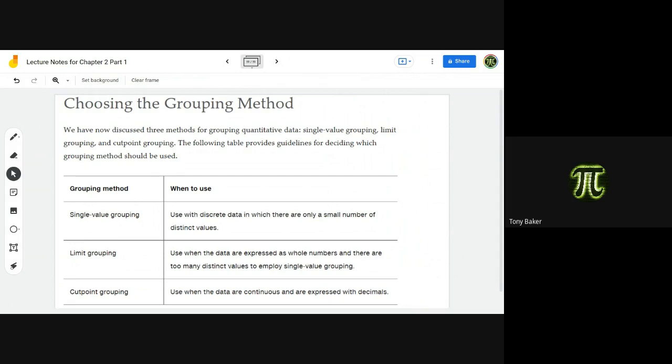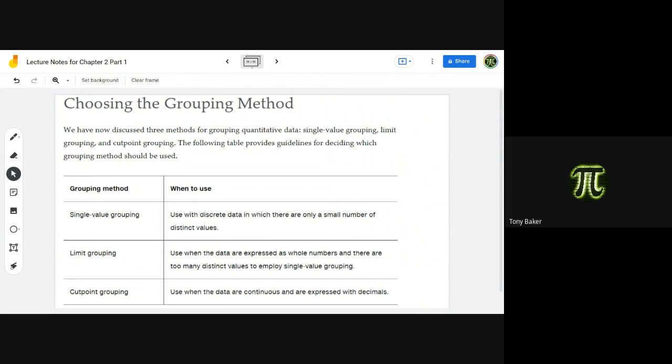All right. So we've got 3 different grouping methods, and sometimes you're going to have to figure out when you'd want to use them. Single value grouping, anytime you have discrete data and there's only a small number of distinct values. All right, single value grouping is no different than what we did with the frequency distribution with qualitative. So same concept. You're not going to want to do it if you have 1,000 data points. It's just not going to happen. Unless there are only numbers from 0 to 5 or something like that, then you could definitely count it up.